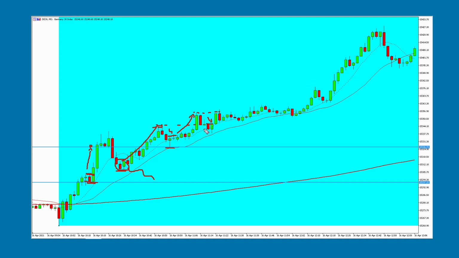And if you didn't enter here, we had plenty of other opportunities. Here it could be another good opportunity to enter. You see a red candle on the moving average being erased by a green candle. This could be another good opportunity. Again, another pullback here, another good opportunity. Another pullback here, another good opportunity.